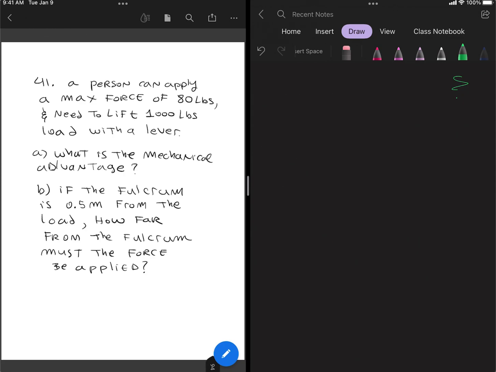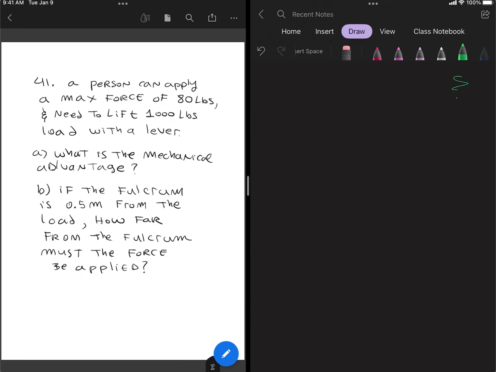Okay, so this is going to be the first word problem for chapter 10. It says a person can apply a maximum force of 80 pounds and needs to lift a 1,000 pound load with a lever. Part A, what is the mechanical advantage?